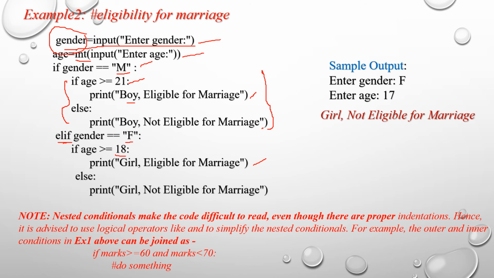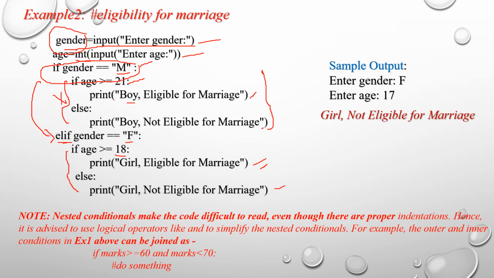If this condition is false, the Python interpreter ignores this and goes on to execute the second inner condition. Here we declare gender is equal to f. Again the inner condition has two branches. This is the first branch and this is the second branch.